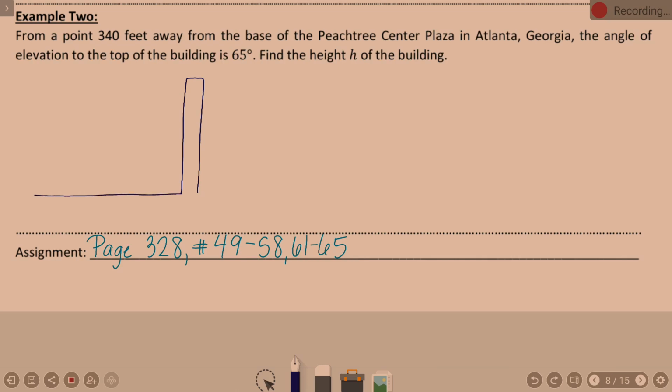And it says from a point 340 feet away. I'll even give you a little stick figure person here. So here's my building. It says from a point 340 feet away. So 340 feet away is the distance between the person and the base of the building.